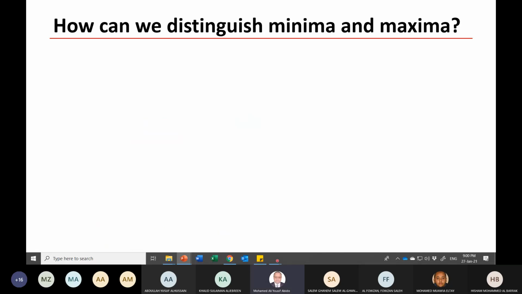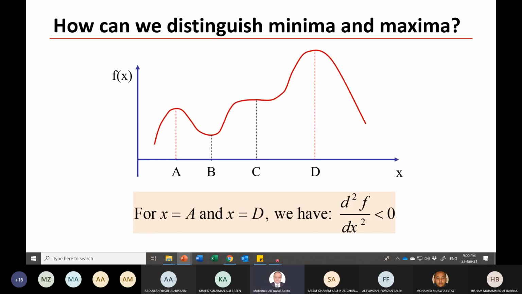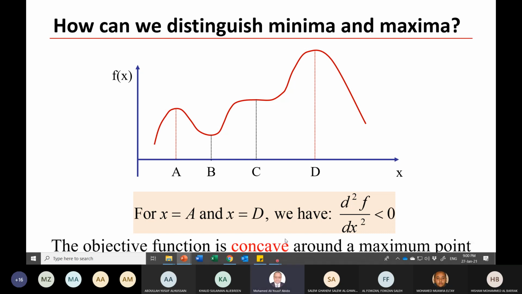How can we distinguish between minima and maxima? By the second derivative. If the second derivative is less than 0, it means maximum. So at point D and at point A, you will find the second derivative less than 0. And the objective function is concave around the maximum point, convex here, and here is the inflection point.